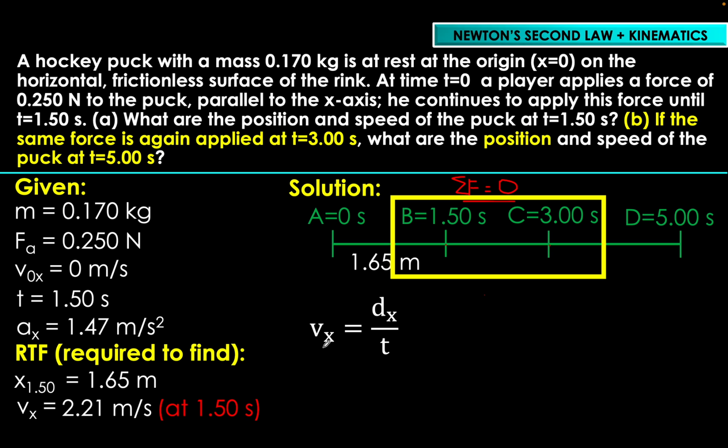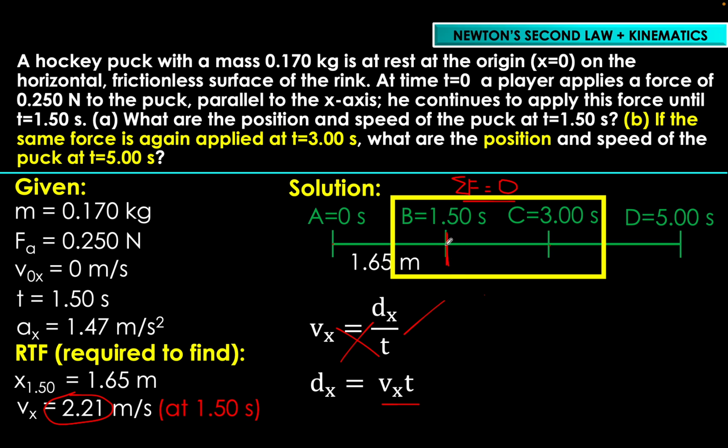Now, the question is, what is the velocity that we're looking for? Because sure, I can solve for displacement using this. I'm just gonna rewrite it as displacement equals velocity times time because that's what comes out if you cross multiply. But what velocity do we use? Well, obviously, you have to use 2.21 meters per second because from point A to point B, it was accelerating and it reaches 2.21 meters per second for its velocity when it reaches point B.